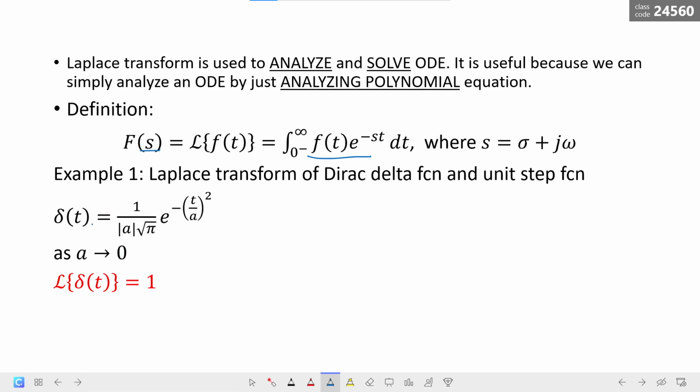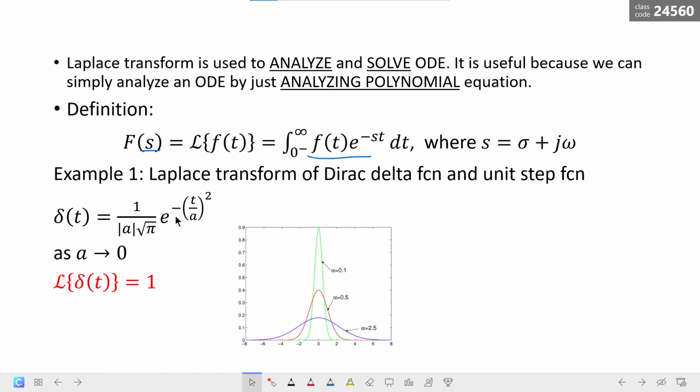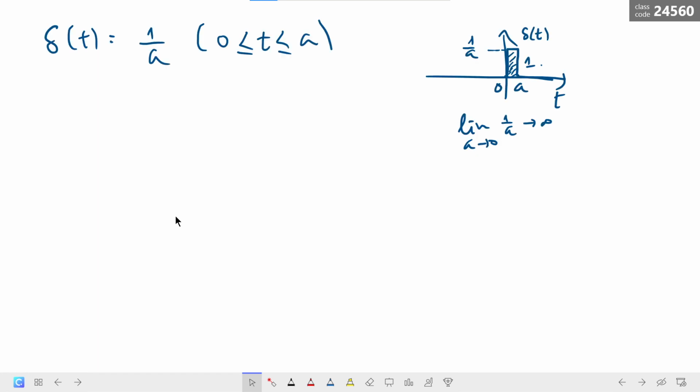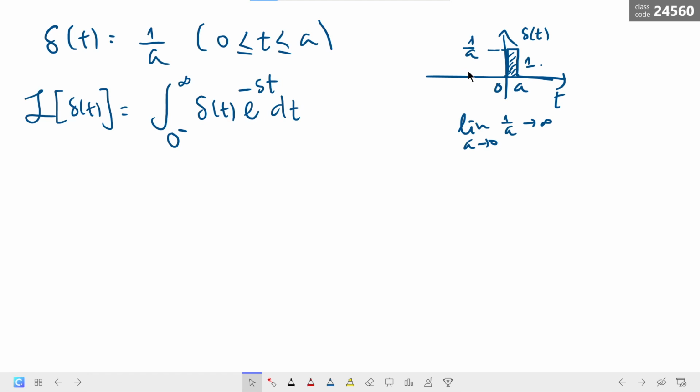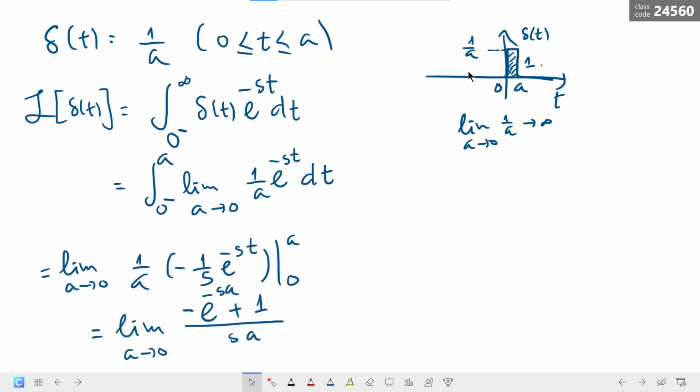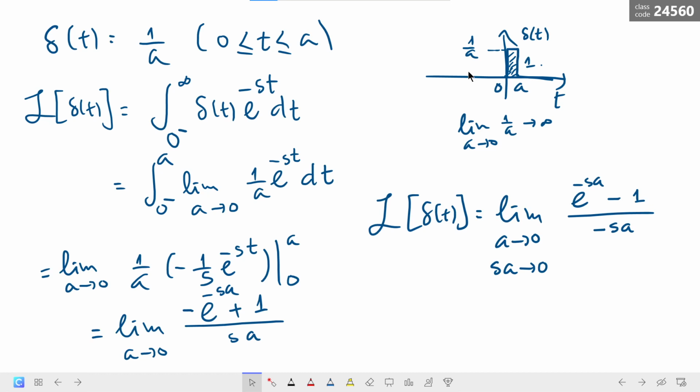Let's see an example: the Laplace transform of the Dirac delta function. You can see here the Dirac delta function can be represented by a bell shape like this, or it can be represented by a square like this. It can be easily shown that the Laplace transform of the Dirac delta function is 1. Just go through the integral step by step, and finally you can manipulate it to get this form, and this limit is actually just 1.